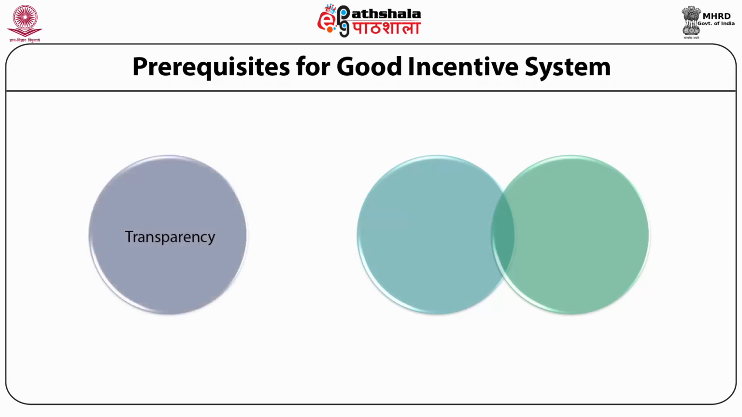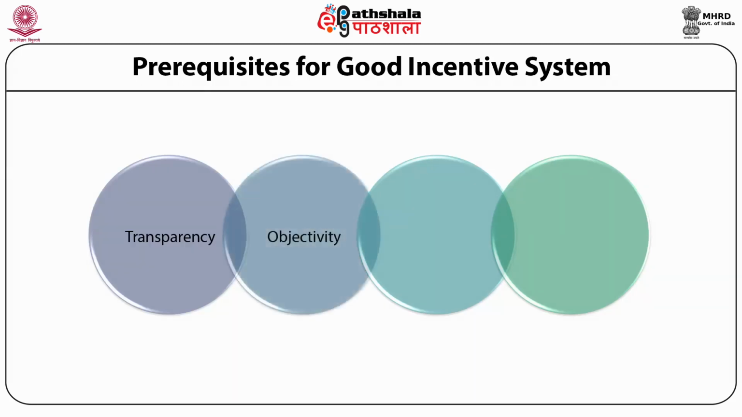First, transparency. The foremost requirement of an efficient incentive scheme is its transparency. The scheme must be comprehensible to all employees who are part of the scheme. Even uneducated employees must be able to understand the working of the incentive schemes clearly.